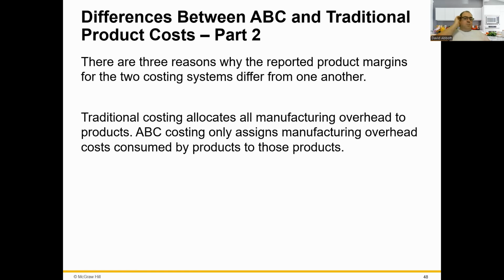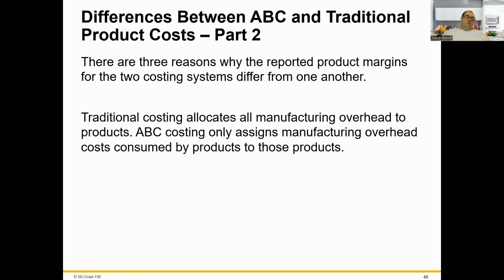There are three reasons why the reported product margins for the two costing systems differ from one another. The first is that the traditional costing system allocates all manufacturing overhead to products. The ABC system only assigns manufacturing overhead costs consumed by products to those products. More specifically, the ABC system does not assign the manufacturing overhead costs consumed by the customer relations activity to products because these costs are caused by customers, not specific products.